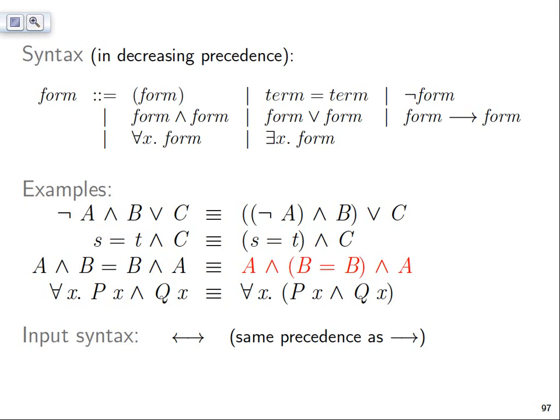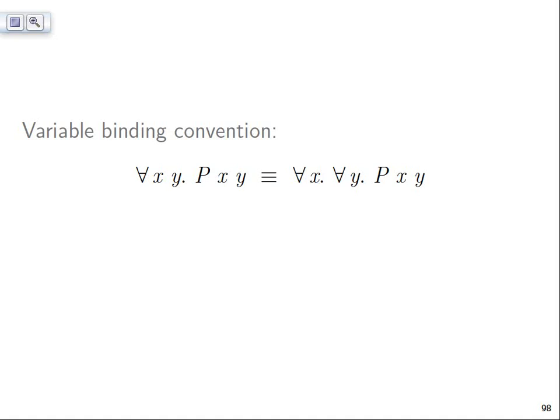And if you do want, you can also use the if and only if symbol rather than equality on the Boolean level, and then the precedence is the same as the implication. So if you look at the table up there, it's a rather weak precedence. You can also abbreviate nested variable bindings like this.